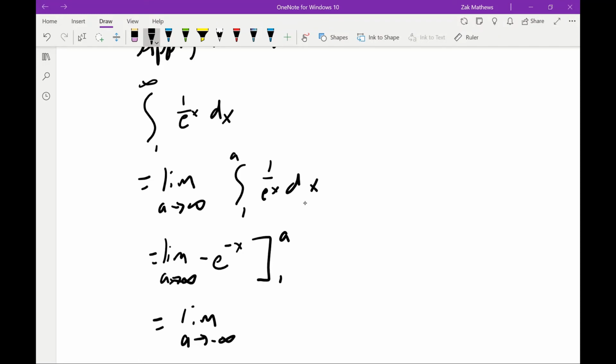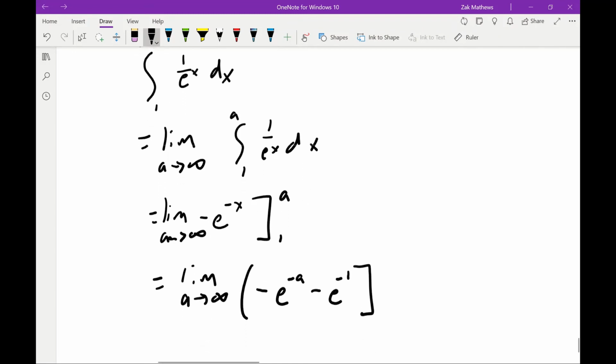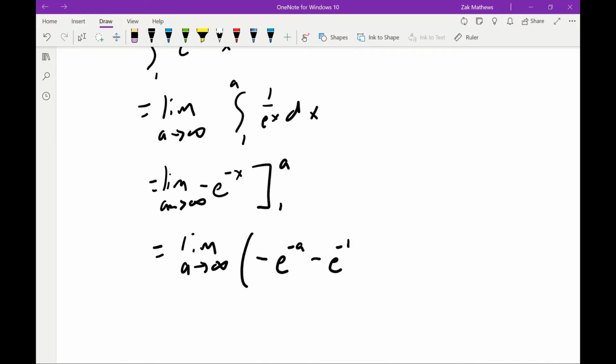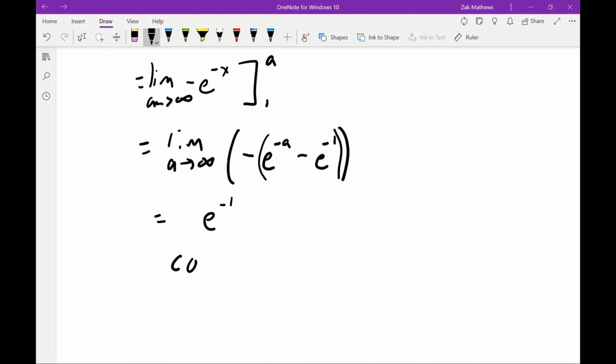Sorry, let me try and clean that up a little bit so I can actually read what I'm writing. So a is going to infinity, and we would have negative e to the negative a minus e to the negative 1. So obviously the e to the negative 1 is converging, and so we just have to think about this a portion. If a is going to infinity, this piece right here is converging. It is going to 0. And so we're getting, just keep that in parentheses, e to the negative 1 here when we do this limit, which converges.